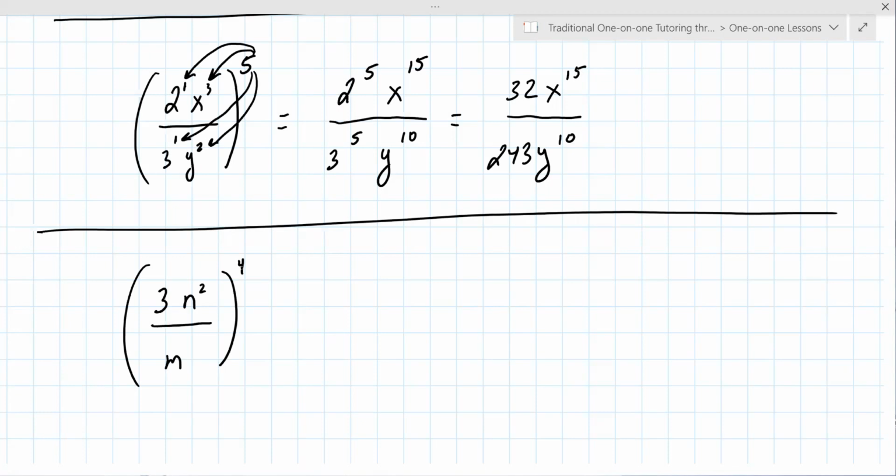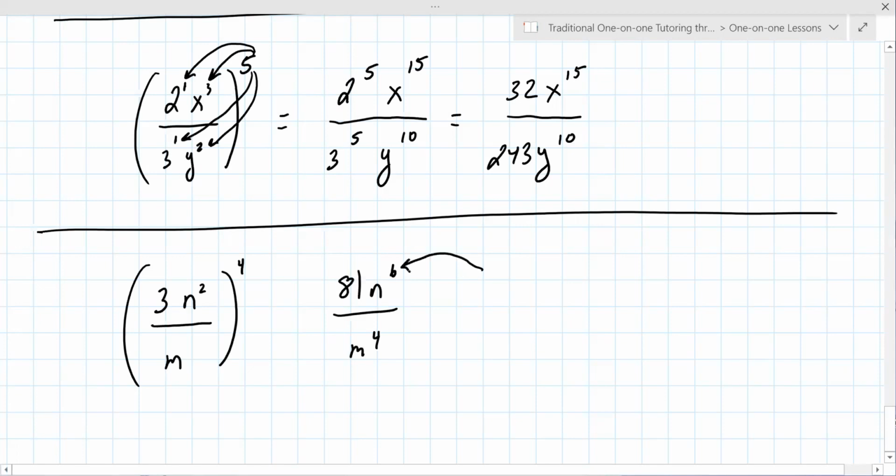Okay, it would be 81n to the 6th over m to the 4th. Okay. So the only issue is this right here, this number 6. Oh, I think I added instead of multiplied. Yes. Okay. Then it should be an 8. n to the 8th. Yes. Okay.